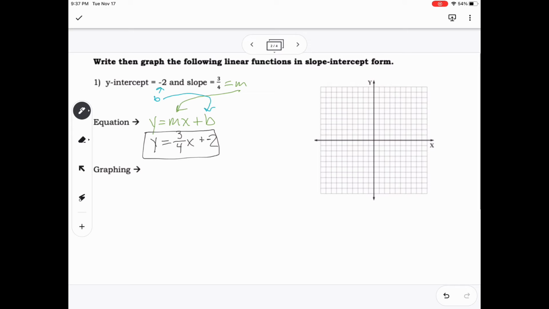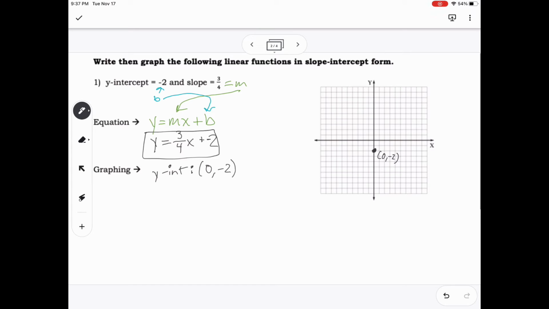Now here I want to graph. There's no special steps here other than what we talked about in the previous slide. So I'm going to use the y-intercept to graph the first point. Remember that it's an ordered pair, like we talked about in the last video, 0, -2. So that point would be on the y-axis. Starting at 0, 0, I go down 2. So there's my point right there.